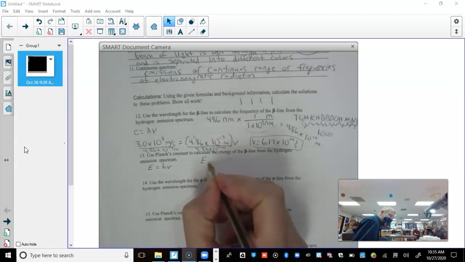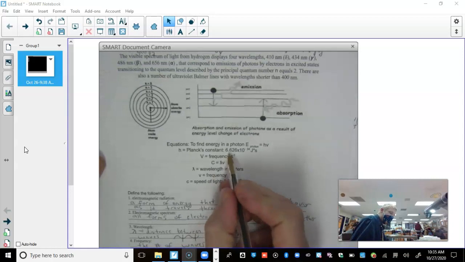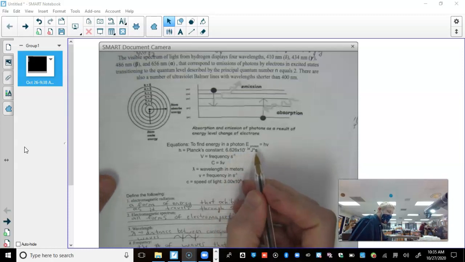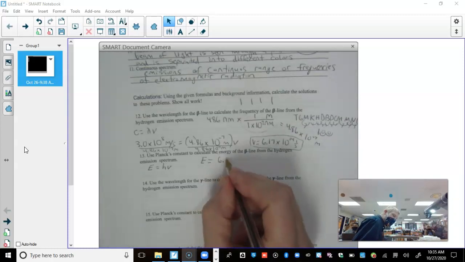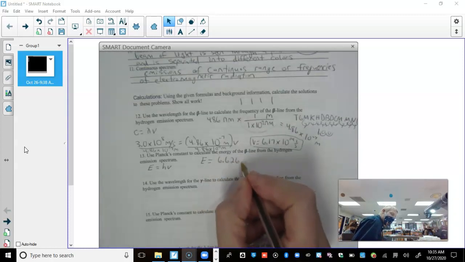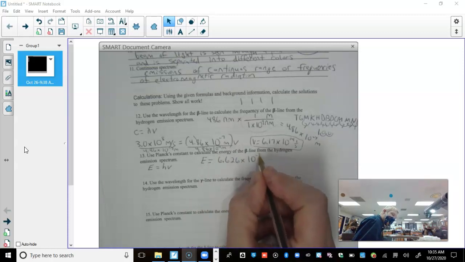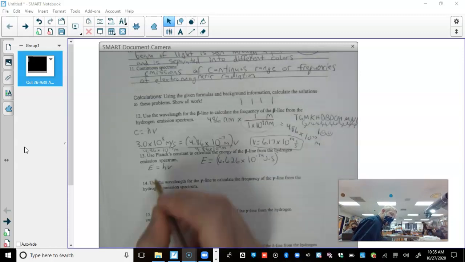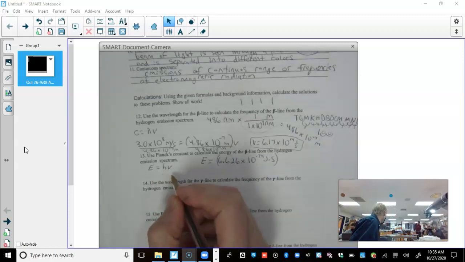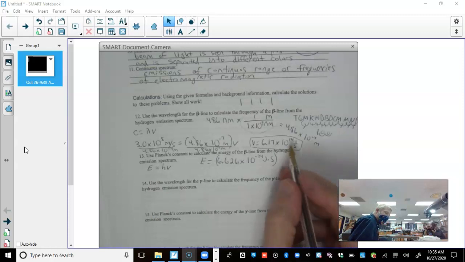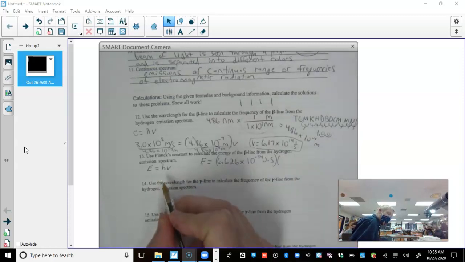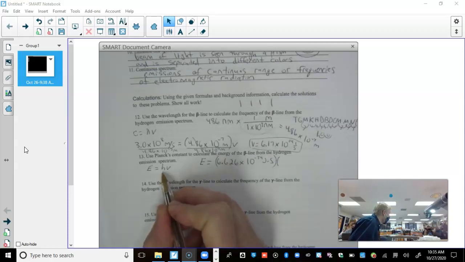Planck's constant is always the same value. It is 6.626 times 10 to the negative 34 joules times seconds. That's my h, Planck's constant. My frequency, v, is what I found in the previous question. Oh, so that's equal to h and not E. Oh, you're just building onto it.